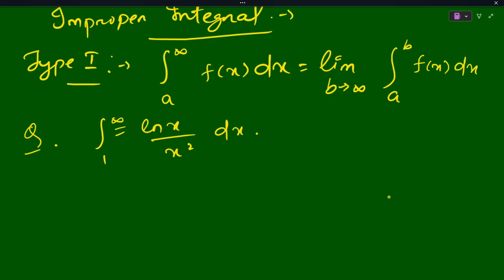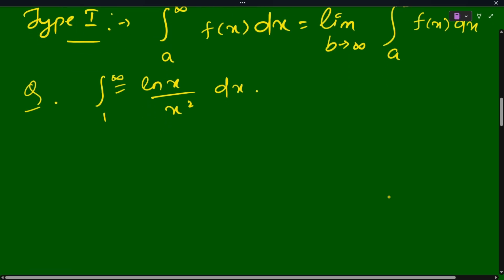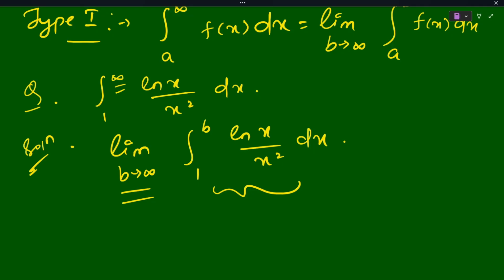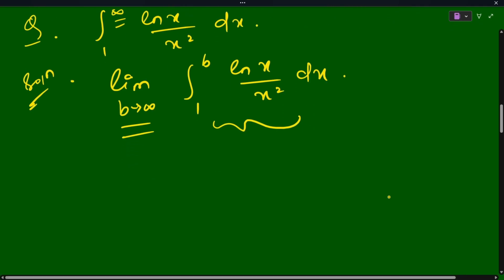Now see, here there is the infinite value, so we will take this as limit b tends to infinity. So to solve this one, I will write this as limit b tends to infinity, and in place of infinity I will write b, and in place of 1 simply 1. So it is the integral of ln x by x squared dx. Now to evaluate such type of integral, we will first find this definite integral, then lastly we will apply this limit. So how to solve this integral?